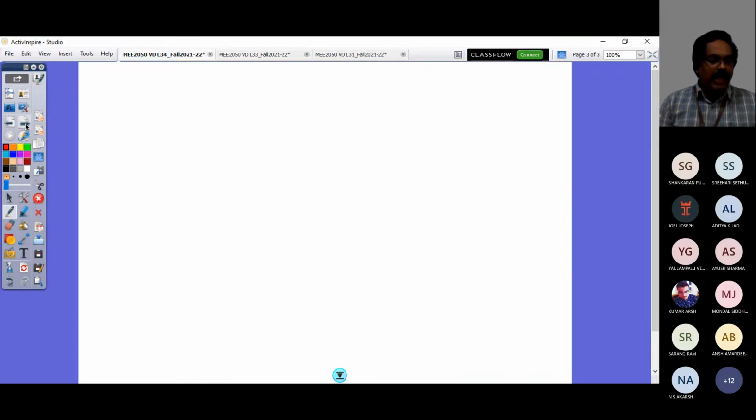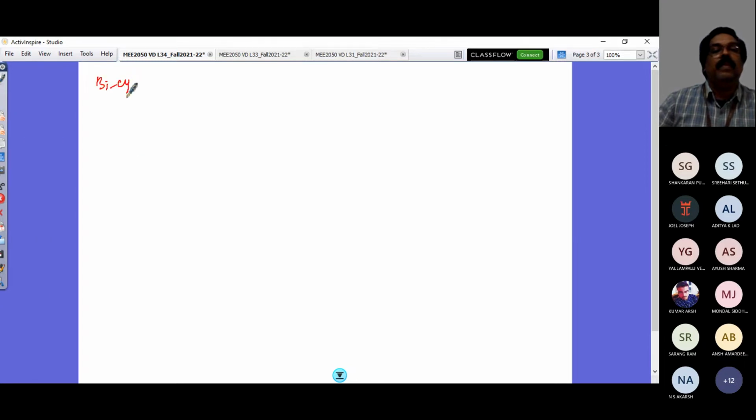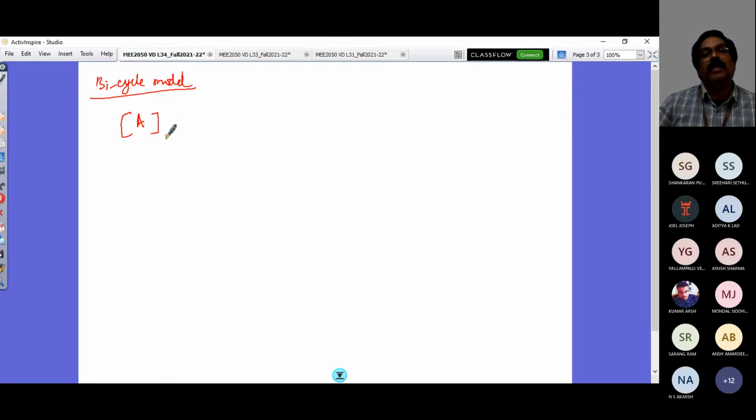So I'm just going to take an example of our bicycle model itself, right? So in the bicycle model, you had your A matrix. I'm not going to write all the equations, we are very much familiar. So this is 2 by 2 and it has elements A11, A12, A21, A22, right? So what are those elements?